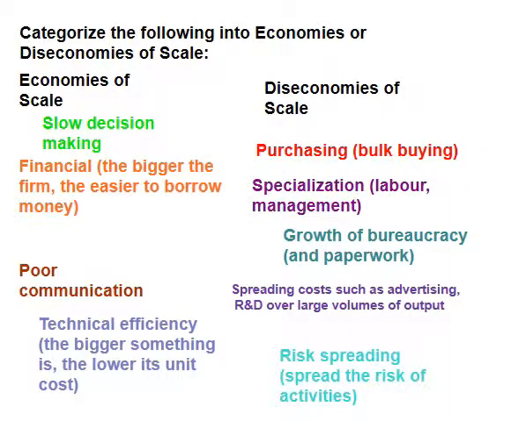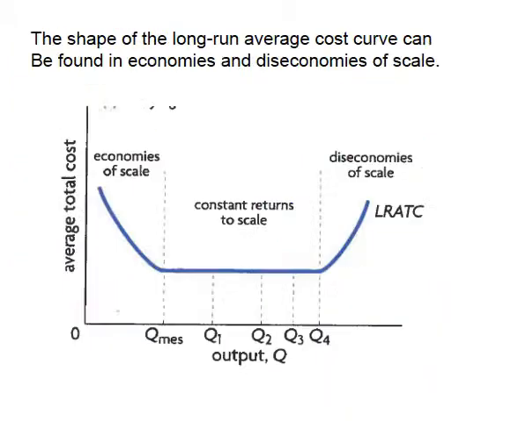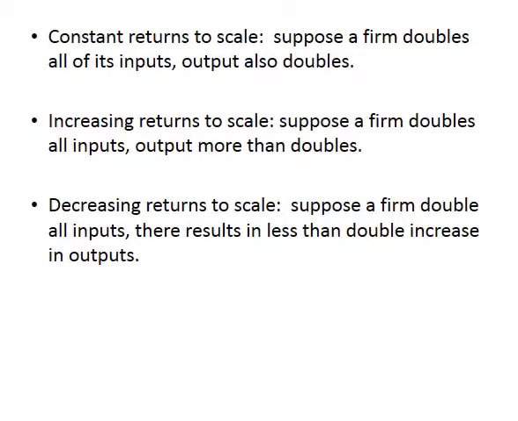If we look at this in terms of our long-run average total cost curve, we can see at the beginning a firm will experience economies of scale as it produces more. At a certain point, those benefits start to plateau and you come across constant returns to scale. And then as you produce more and you become large and burdensome, with poor communication, you experience diseconomies of scale.